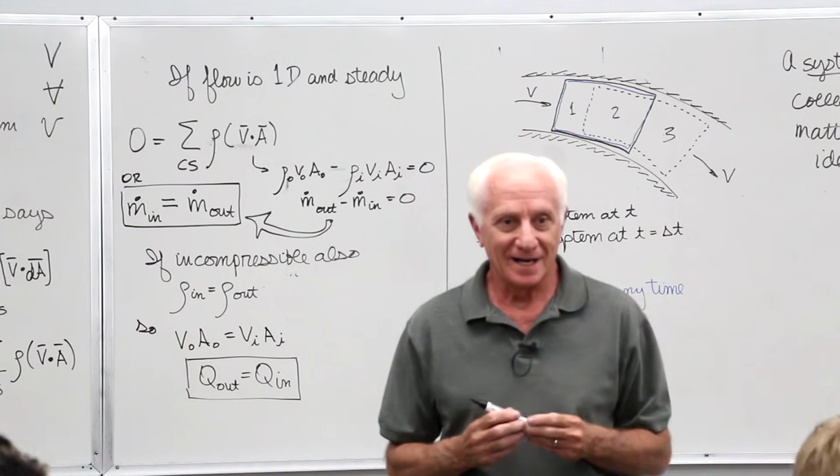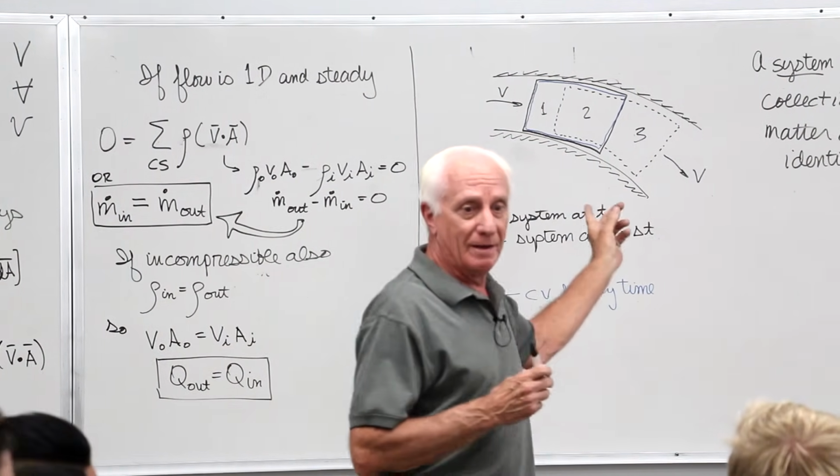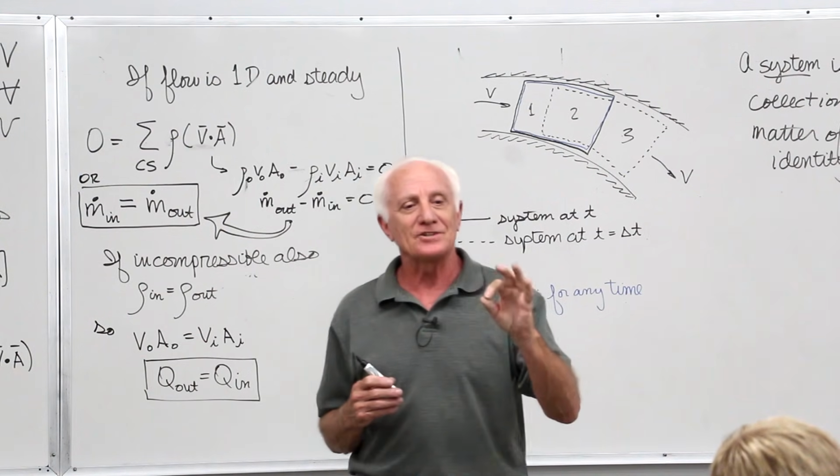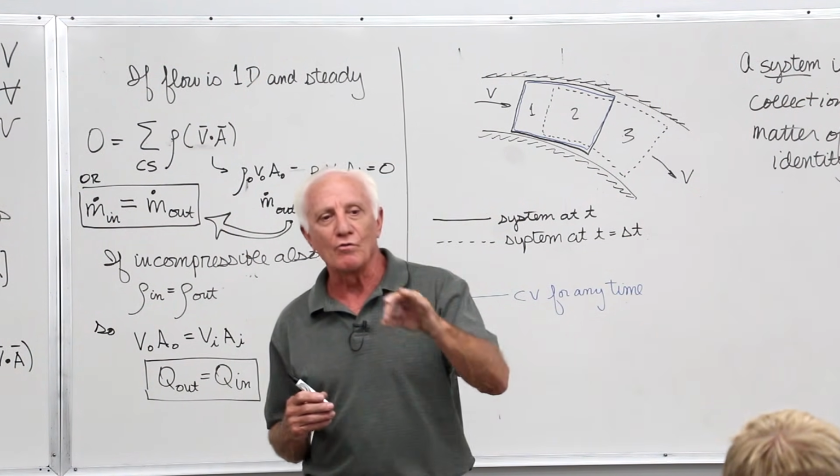What do we call m dot? The mass flow rate. Remember we have rho V A up there? M dot equals rho V A. It's a mass, called the mass flow rate. And V dot, Q, is called the volumetric flow rate.